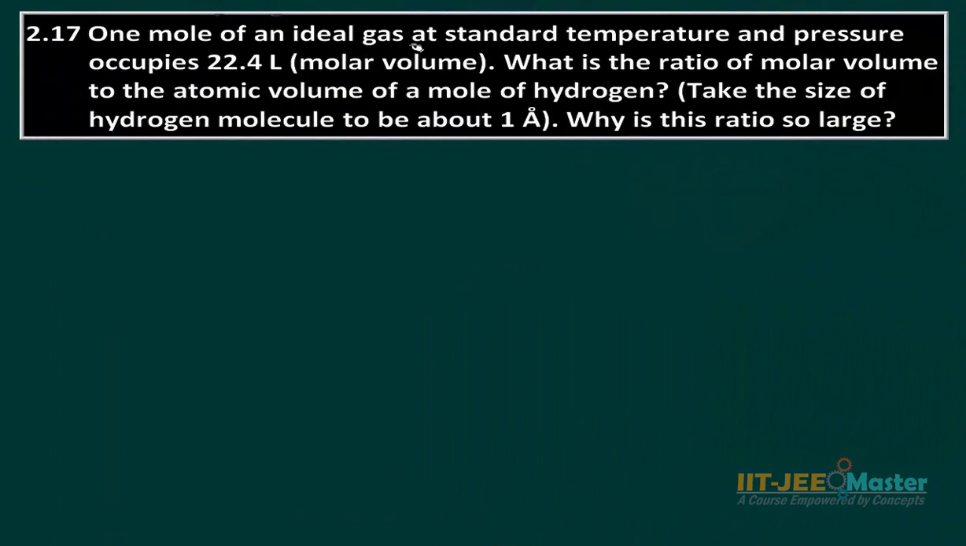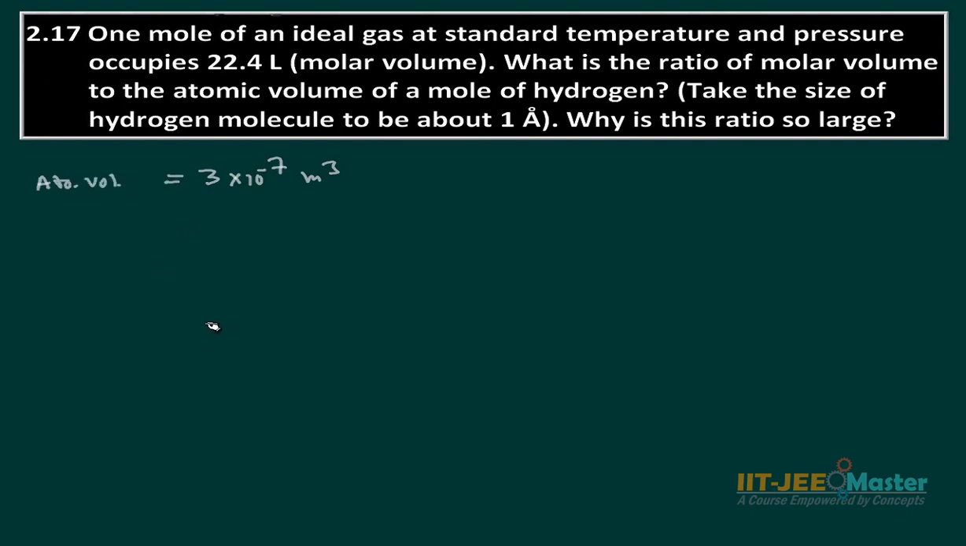1 mole of an ideal gas at standard temperature and pressure occupies 22.4 liter. This is the molar volume. What is the ratio of molar volume to the atomic volume of a mole of hydrogen? Take the size of a hydrogen molecule to be about 1 angstrom. Why is this ratio so large? 1 mole of hydrogen will occupy a volume of 3 into 10 to the power minus 7 meter cube, that we have already done in the last question.